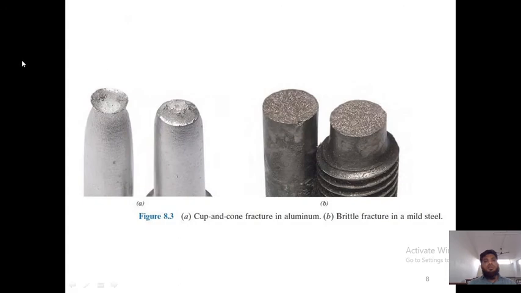So this is for brittle material, it will form like this. This is cup and cone structure. This is cup, this is cone. Okay, for the brittle material it will be almost like this. The fracture will be purely like this.